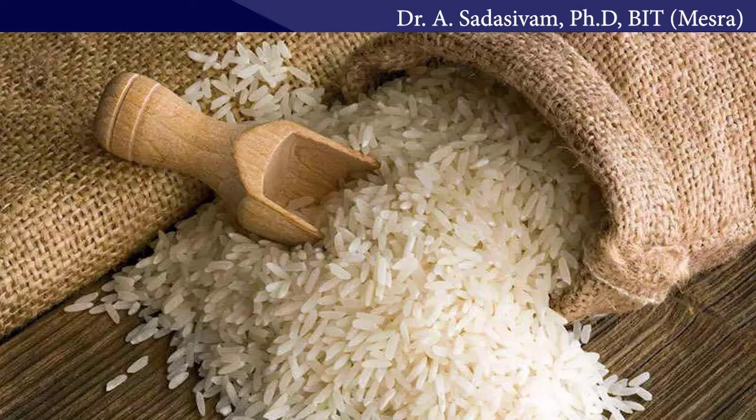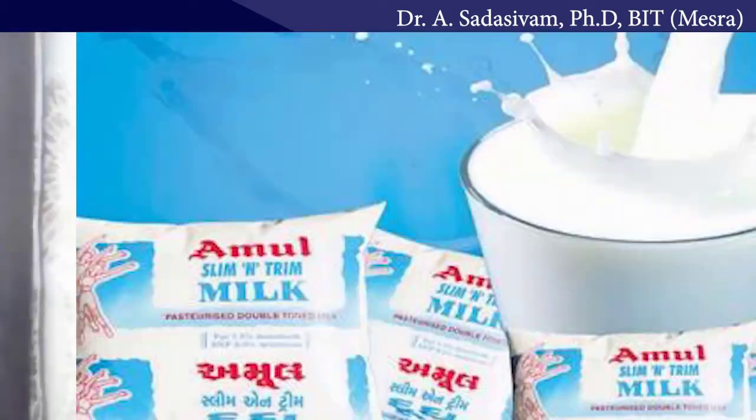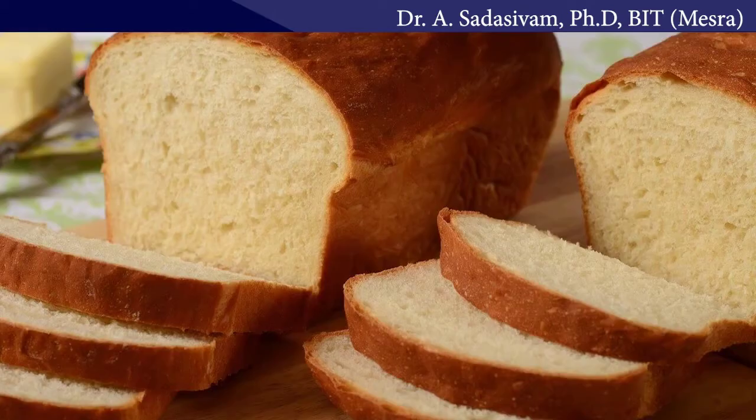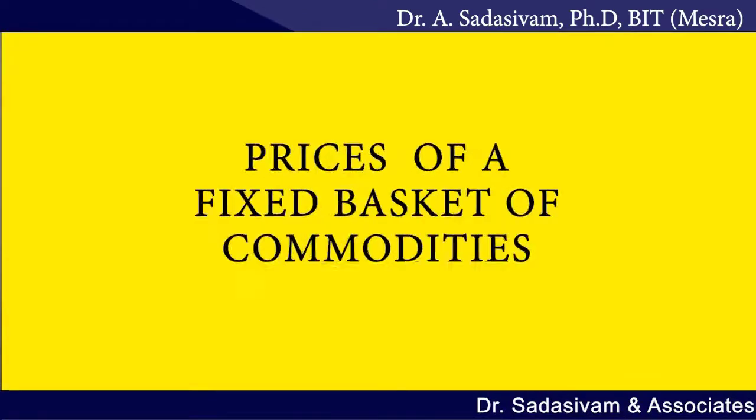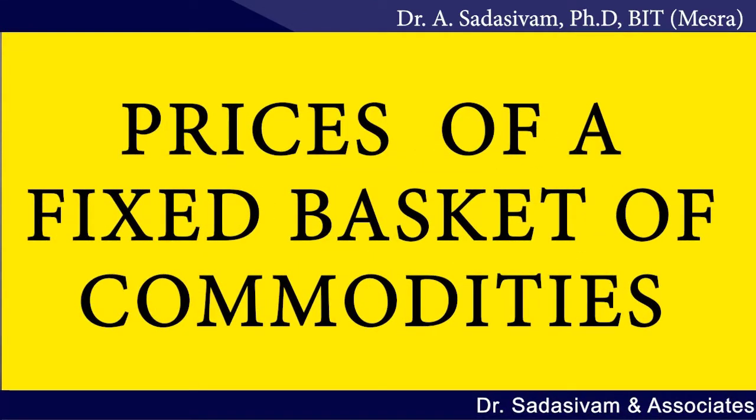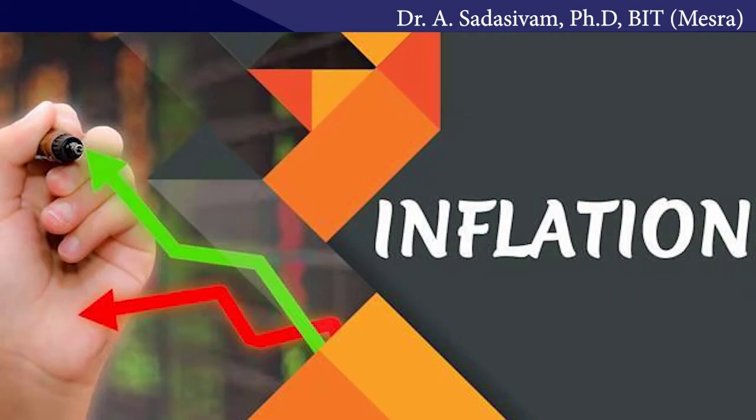Now, if you talk about the fixed basket of commodities, what does it involve? It involves things that a common man consumes on a daily basis: your rice, your wheat, your oil, milk, egg, bread, tomatoes, onions. These are some important things. Your tomato, onion, potato, and a host of other things. We will not get into the weightage, etc. But based on the price of the fixed basket of commodities, inflation is measured.